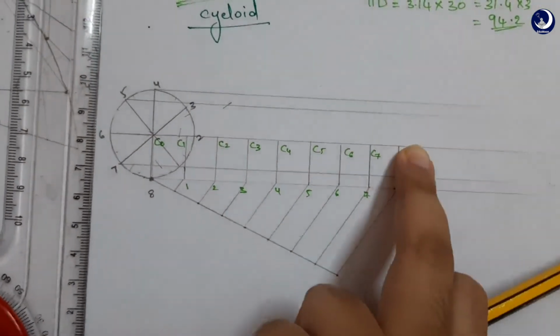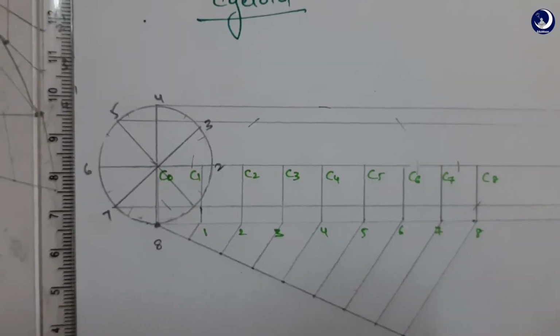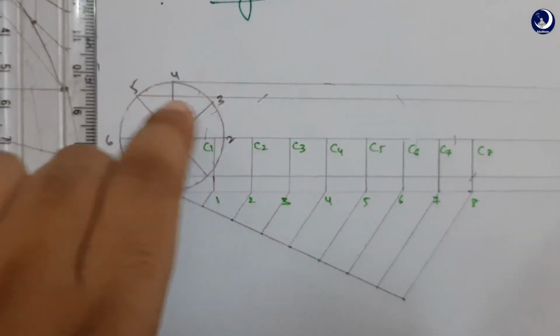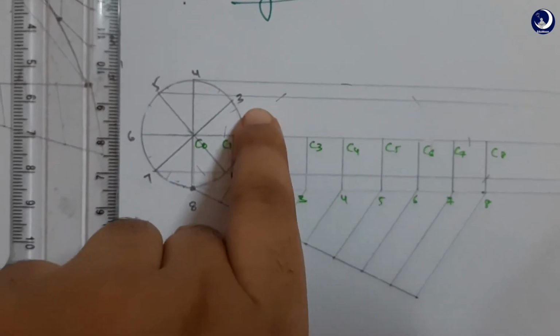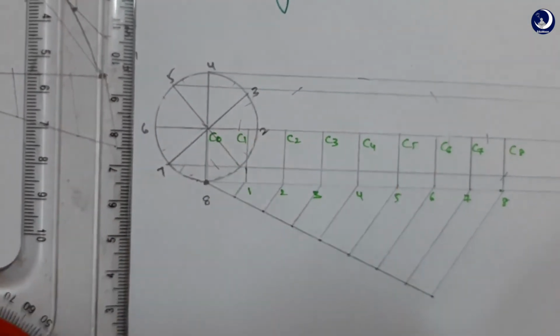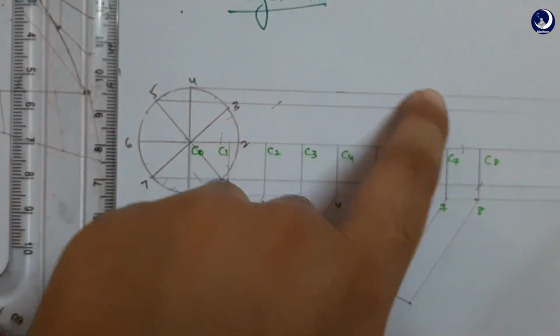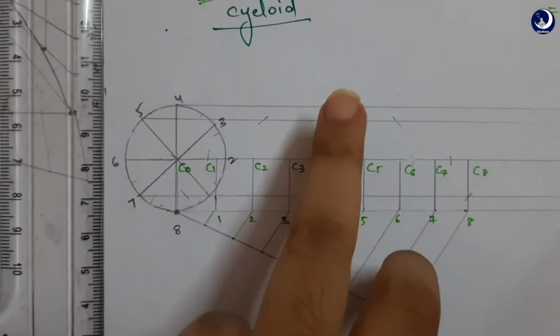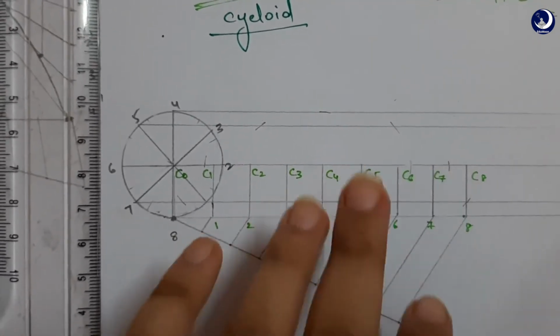Similarly for 4, 5, 6, 7, 8. So I cut all the arcs. For 5 and 3 it's the same line, so that's why you have 2 arcs. For 2 and 6 it's the same line, so again there are 2 arcs. Now we just have to join the points of intersection of the arcs and the lines, and that will be your cycloid.